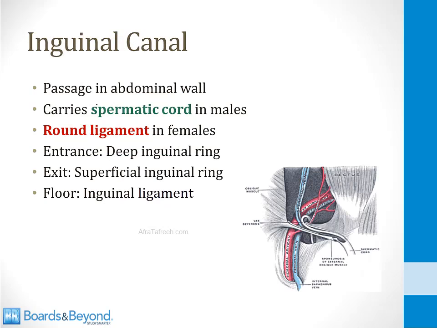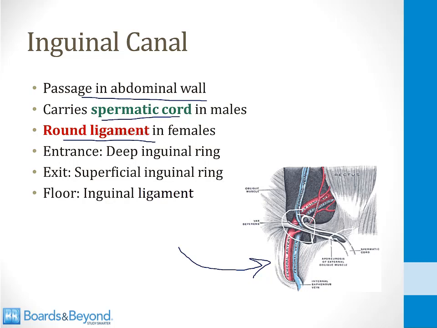So the inguinal canal is a passage through the abdominal wall. This is a picture of it shown in the bottom of the screen here. You can see how it allows the spermatic cord to exit the abdomen and get into the scrotum. It carries the spermatic cord in males, obviously, as we've been discussing. In females, it carries the round ligament. And the entrance to the inguinal canal is called the deep inguinal ring, which is shown here in this picture. The exit of the spermatic cord from the inguinal canal is called the superficial inguinal ring, shown here.